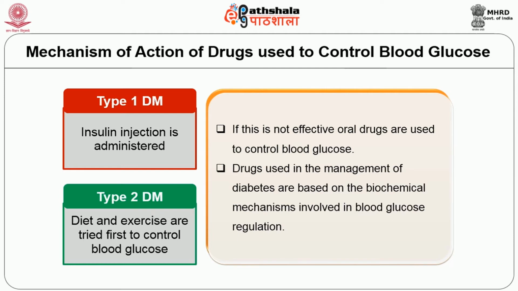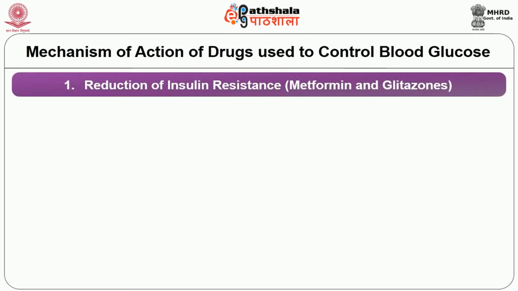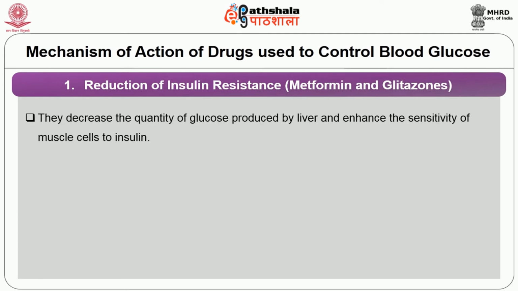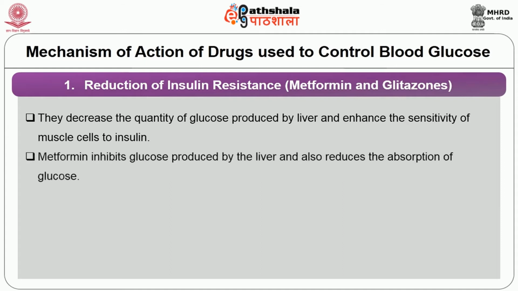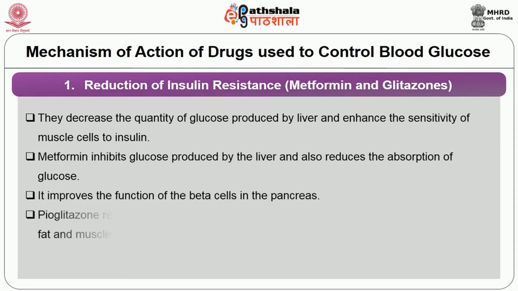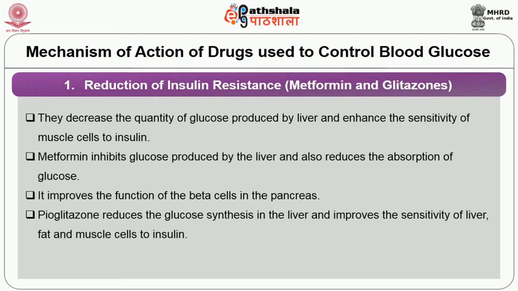Drugs used in the management of diabetes are based on the biochemical mechanisms involved in blood glucose regulation. Reduction of insulin resistance: metformin and glitazones. These drugs decrease the quantity of glucose produced by the liver and enhance the sensitivity of muscle cells to insulin. Metformin inhibits glucose production by the liver and also reduces the absorption of glucose. It improves the function of beta cells in the pancreas. Pioglitazone reduces the glucose synthesis in the liver and improves the sensitivity of liver, fat and muscle cells to insulin.